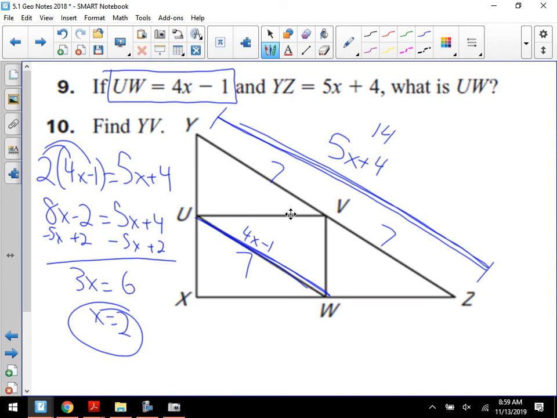It depends on the problem. Just like I said earlier. Mid-segment, it has nothing to do with that. It is half the side it doesn't touch, which means if I double this, it equals the side not touched. It's another way of writing it.